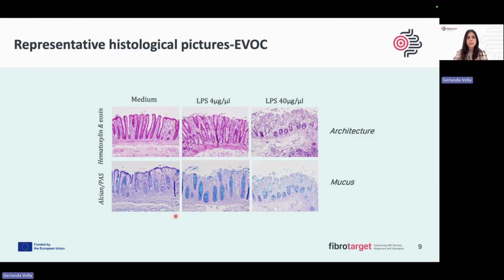These are some representative histological pictures of EVOC that have been treated with different concentrations of LPS. And in this example, by the H&E staining and the Alcian blue staining, you can appreciate how we can indeed monitor how the architecture and the mucus is modulated, is altered, by the LPS administration in a dose-dependent manner.